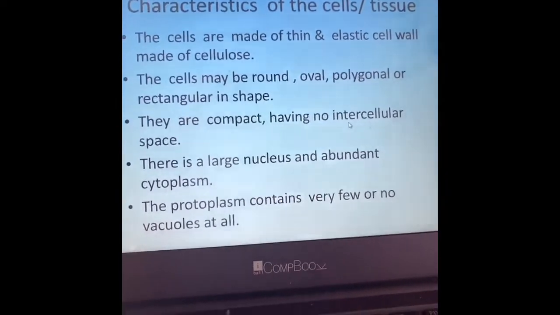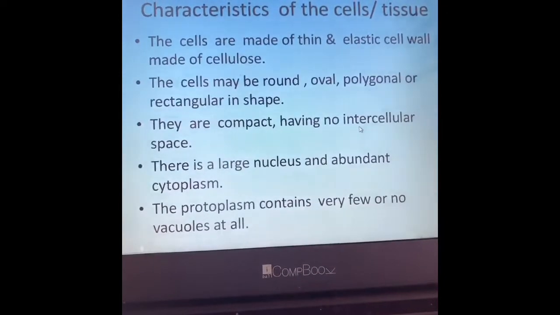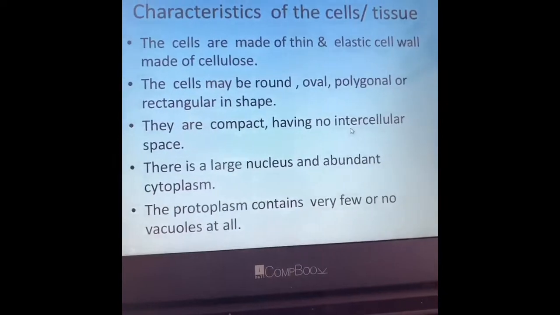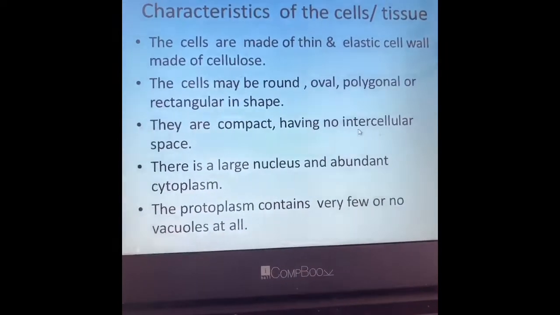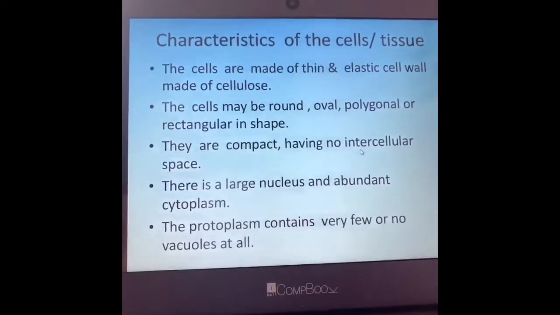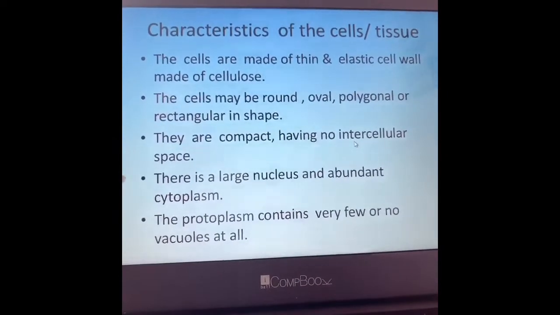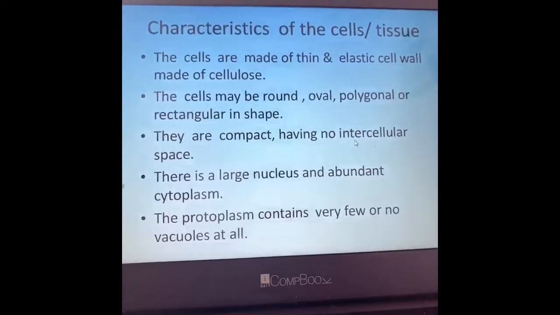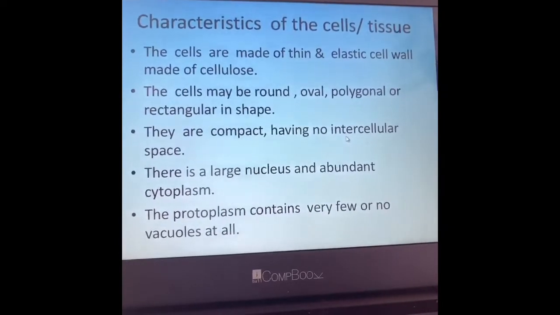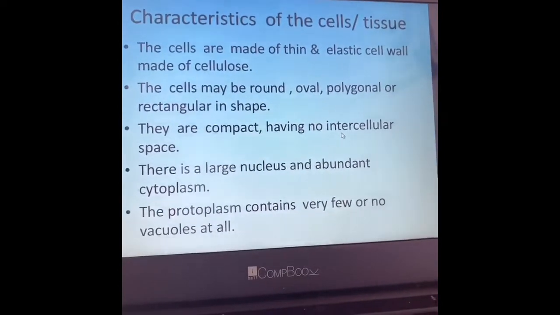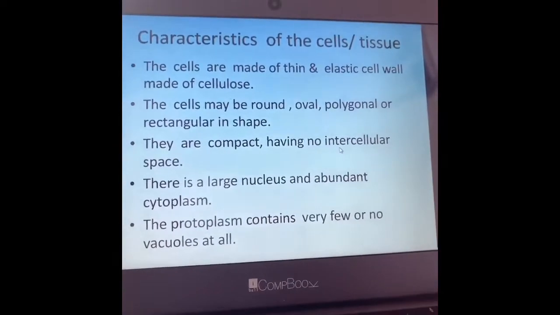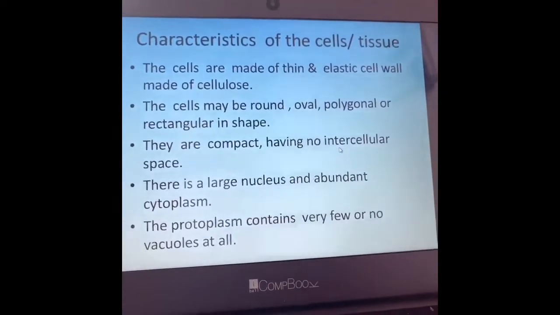To revise, the characteristics of the cells: they have a large nucleus, they have no intercellular space, the protoplasm has very few vacuoles. Another important characteristic is that the activity is pretty rapid. They have rapid respiration, high synthetic activity, food supply is high, and food is not stored in the meristematic cells because they keep growing and dividing very rapidly, so they need a lot of food.